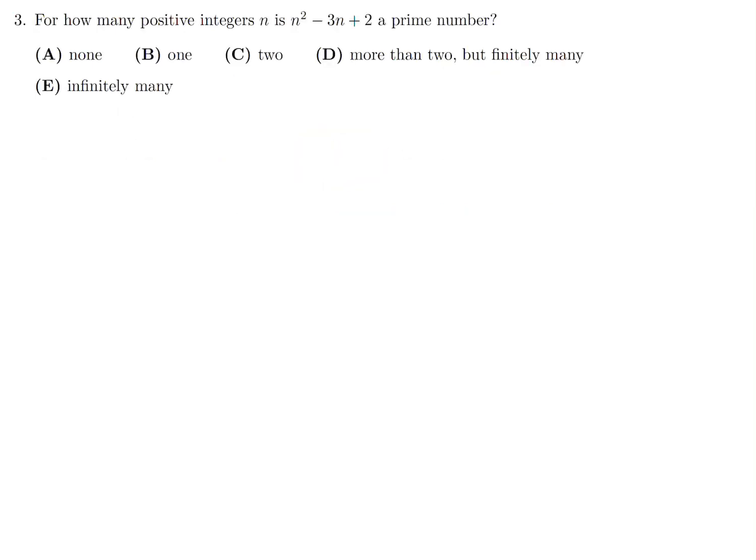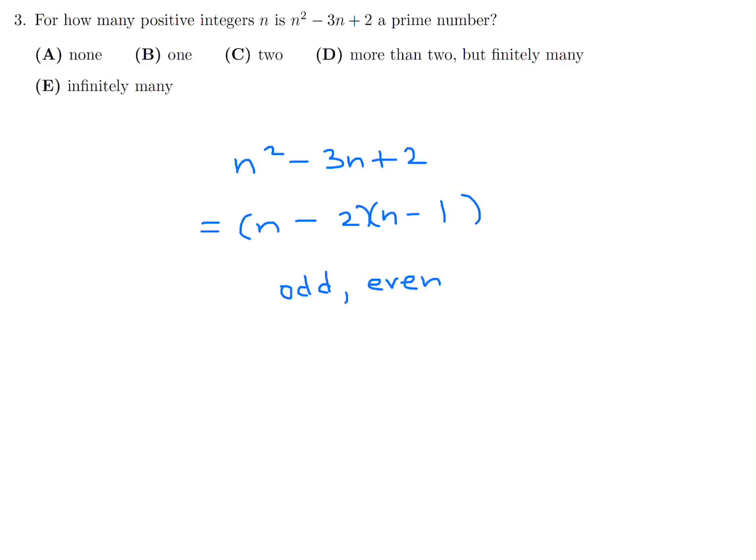How many positive integers n make that a prime number? n squared minus 3n plus 2. This can be factored, correct? (n minus 2)(n minus 1). And as you can clearly see here, this is the product of 2 consecutive numbers. And of 2 consecutive numbers, one will always be odd, and the other one will be even. The order might be reversed, it might be even, odd, but they will always be 2 consecutive numbers. One will be odd, one will be even.